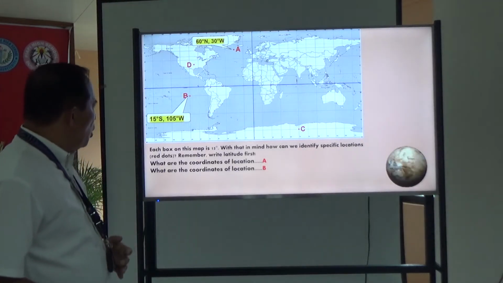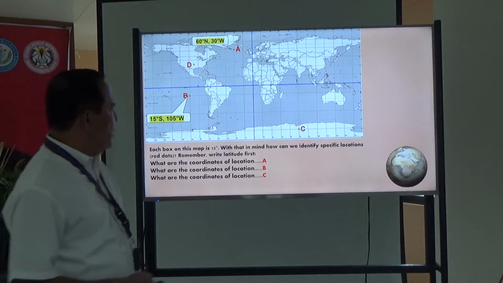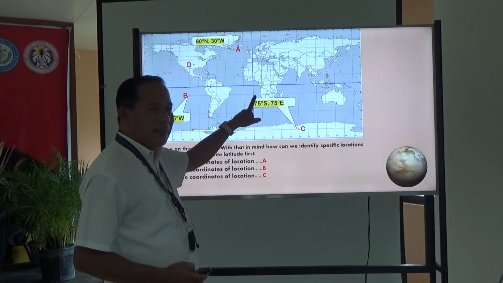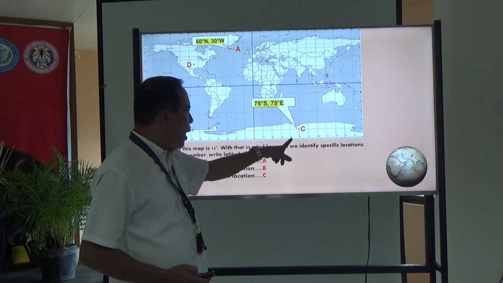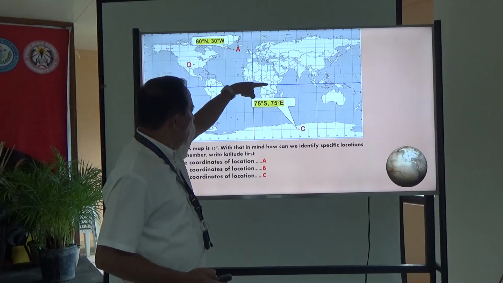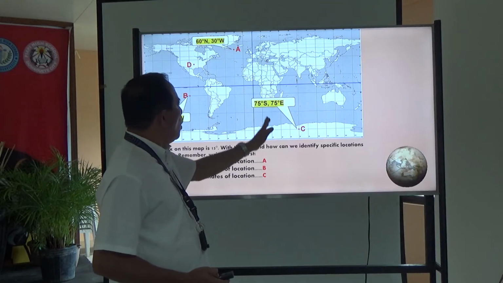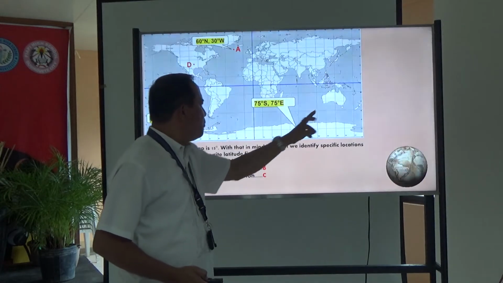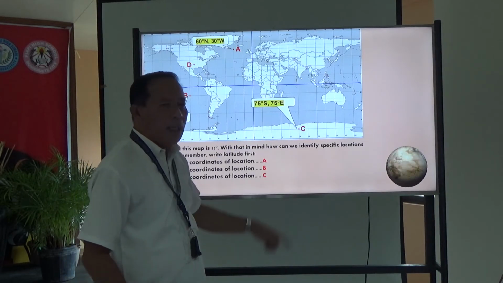Very good. How about point C? What is the coordinate of point C? The point C here is 75 degrees south and 75 degrees east. Why? Because, look at this. This is the equator, the first quadrant, and this is going south. The latitude is going south, while the longitude from the prime meridian is going east. Therefore, 75 degrees south latitude and 75 degrees east.